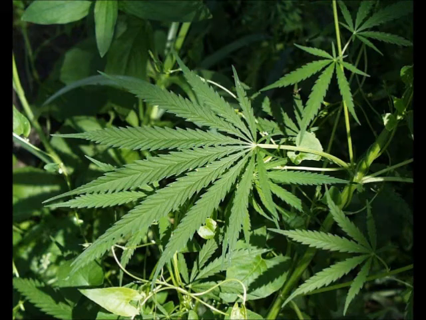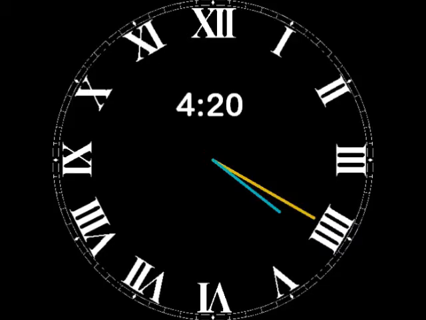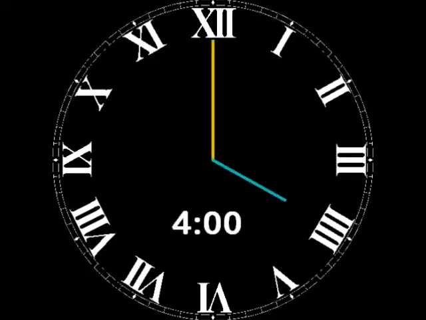No, not that 420. This 420. When the clock says 4:20, it looks like this. The minute hand is pointing at the 4, but the hour hand is not. And of course it isn't. When the hour hand was pointing at the 4, the minute hand was pointing at the 12.